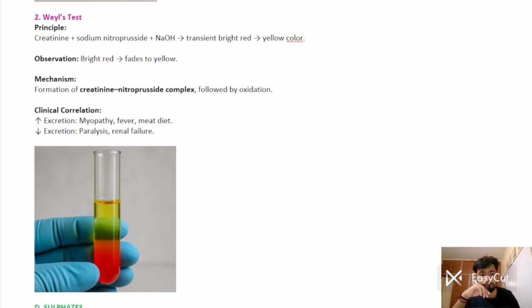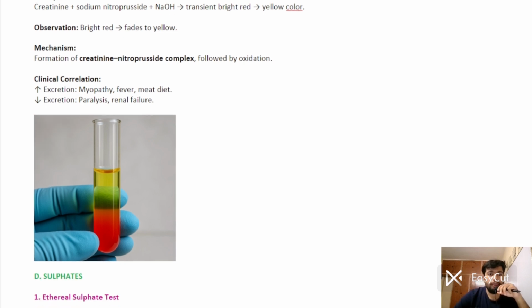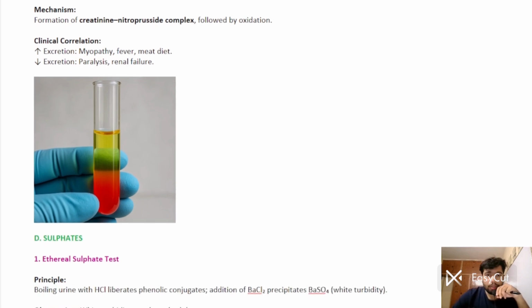How will you perform this test? You have to take 2 ml of urine, then add 5 drops of sodium nitroprusside, and add 1 ml of 40% sodium hydroxide to make the solution alkaline. So the mechanism will be that the creatinine will form a nitroprusside complex by oxidation, and this complex will impart a color.